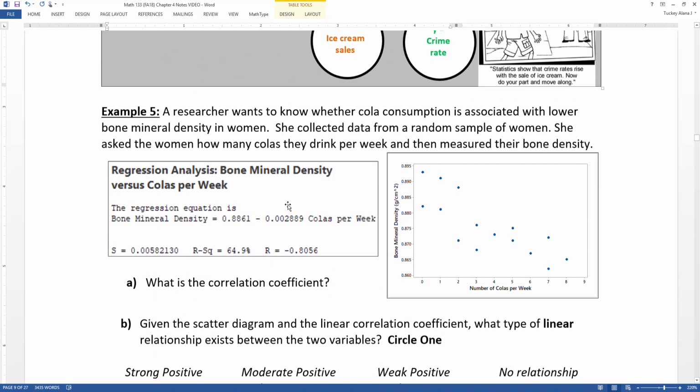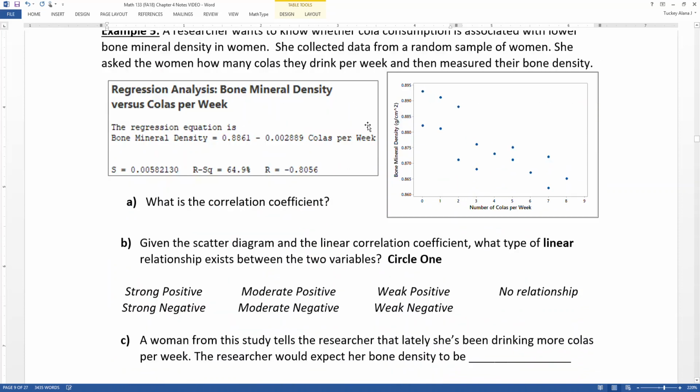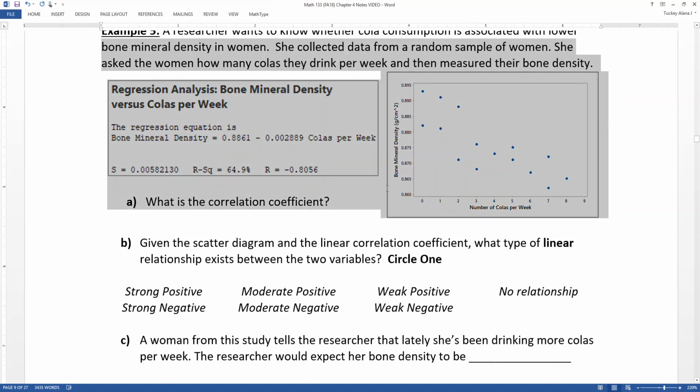Okay, so a researcher wants to know whether cola consumption is associated with lower bone mineral density in women. She collects data from a random sample of women. She asked the women how many colas they drink per week and then measured their bone density. All right, now again, reading computer output is kind of a big deal for us. We should be able to read and analyze what we're looking at.